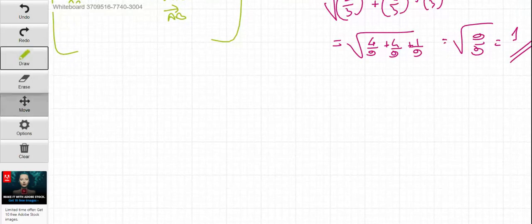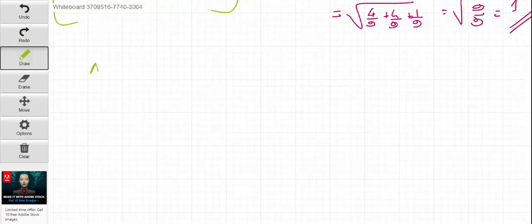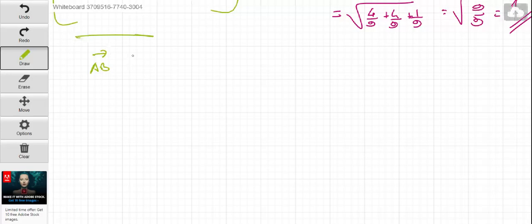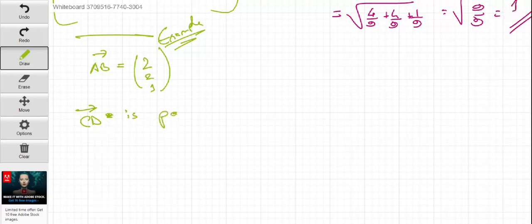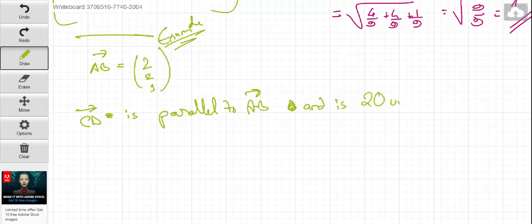So for example, I tell you, look, this is another example: the vector AB is 2, 2, 1, and the vector CD is parallel to AB, and is 20 units in length.